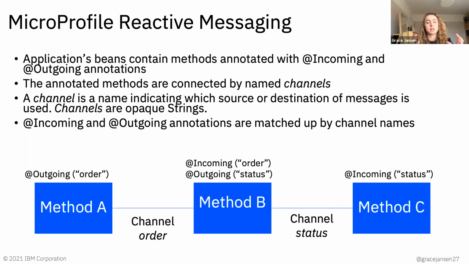The annotated methods are connected by something called channels. Now, channels are essentially just opaque strings, so you can name them whatever you want, really. You can see at the bottom in our diagram here, we've been able to connect method A with method B through that order channel. So you can see we've got @Outgoing order on method A and @Incoming order on method B.